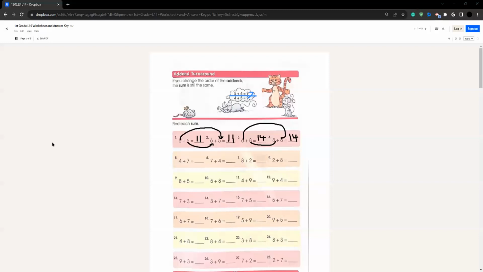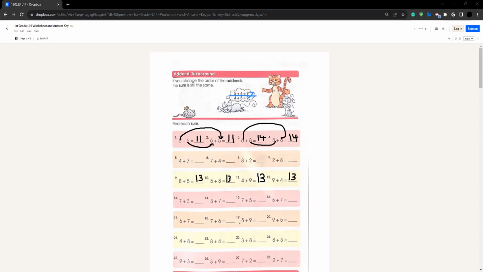Okay, let's hop over to 9. It says 8 plus 5. We know 8 plus 5 is 13, yes? And then because of the add-in rule, 5 plus 8 is going to be 13 as well. The order does not matter. Number 11, 4 plus 9. 4 plus 9 is going to be 13, because 9, count out for 4, is 13. And then if we do 9 plus 4, same number, 13.